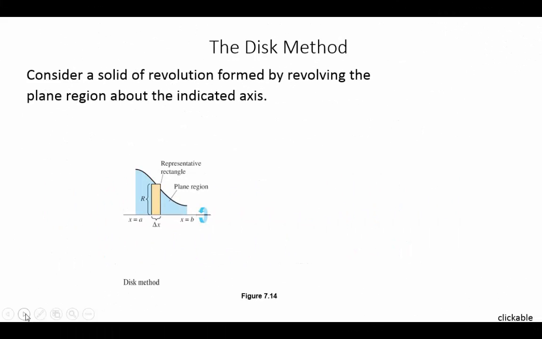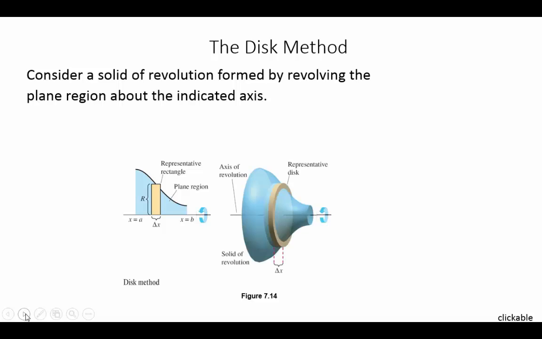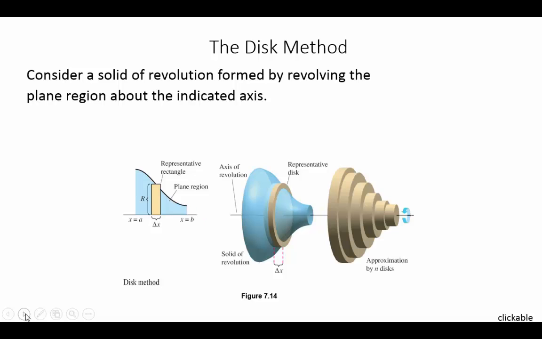If we take this region and rotate it around the x-axis, we get this kind of odd shape here. And so when we rotate this, imagine that representative rectangle is just a disk, a slice of that, right? So if we could add up a whole bunch of those representative disks, then we would approximate the volume of this object. If we increase the number of disks, we get a more accurate approximation. And if we take a limit to infinity, we get exactly the volume of the disk.